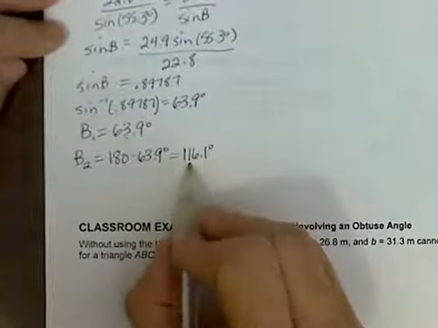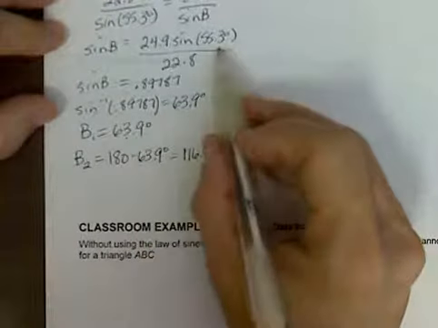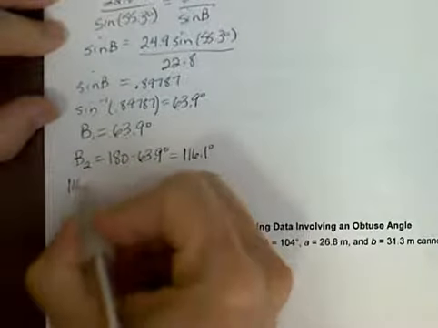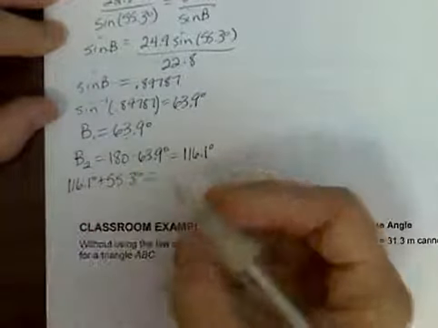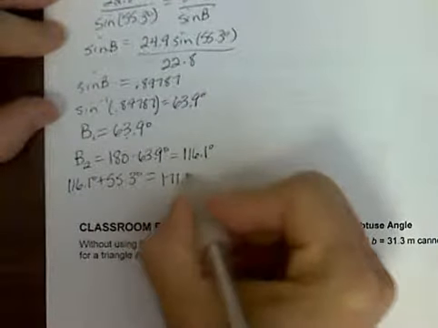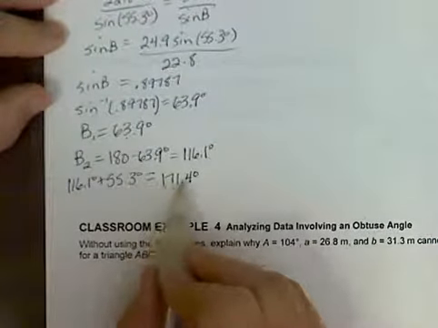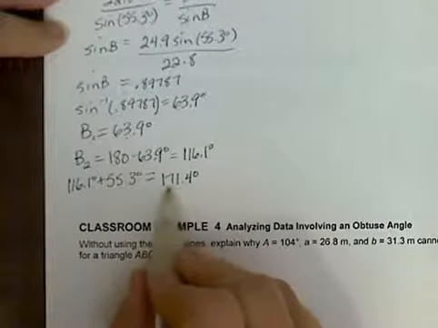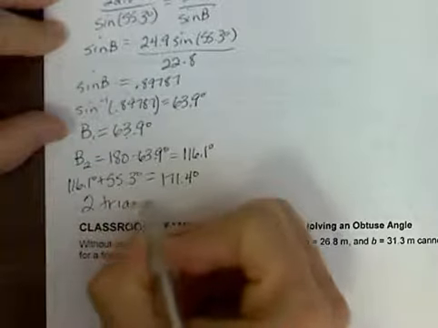Then I'm going to take this and add it to my angle C that I already know, and see if that adds up to more or less than 180. So I'm taking 116.1 plus 55.3 degrees. That adds up to 171.4 degrees. Since that's less than 180, that means that there is a second triangle, because now I can find a third angle to go in this triangle. All right, so this tells me I have two triangles.